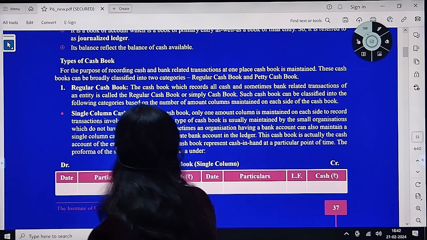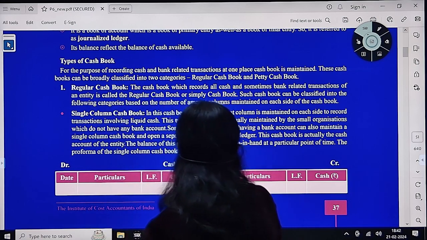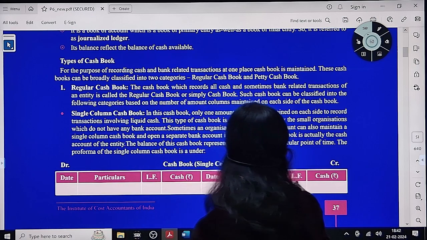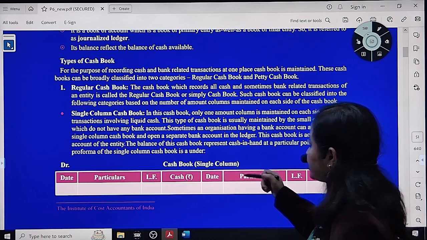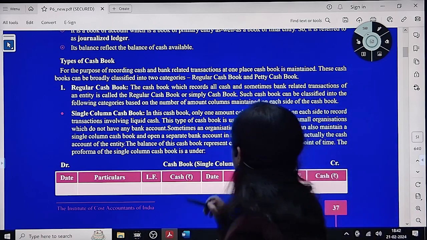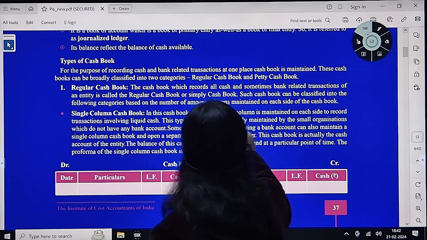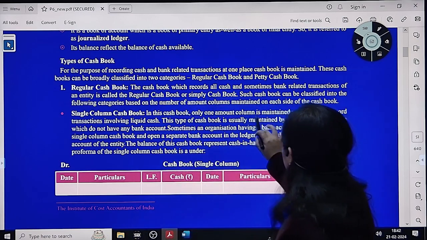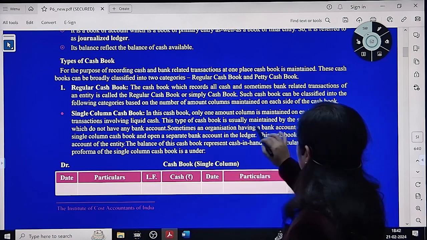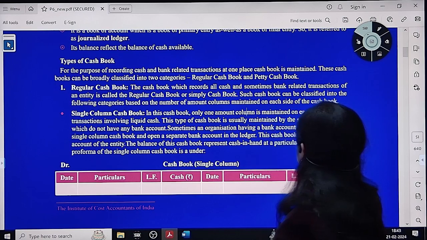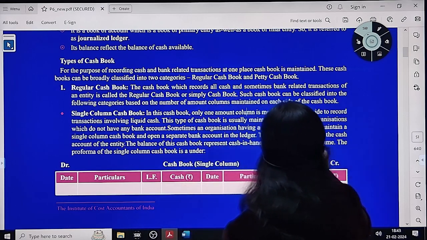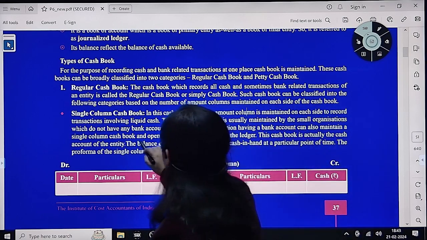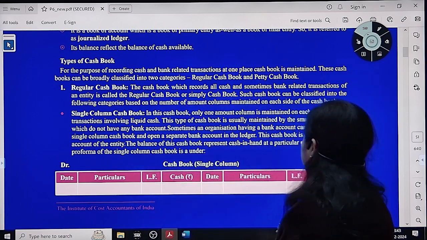So here date, particulars, ledger folio and cash. Then on the credit side, date, particulars, ledger folio and cash. This is the format of single column cash book. Only one amount column is maintained on each side, that is cash and cash. Sometimes an organization having a bank account can also maintain a single column cash book and open a separate bank account in the ledger.